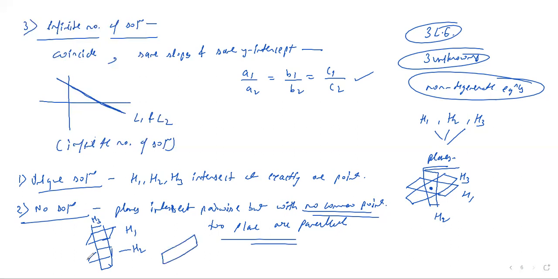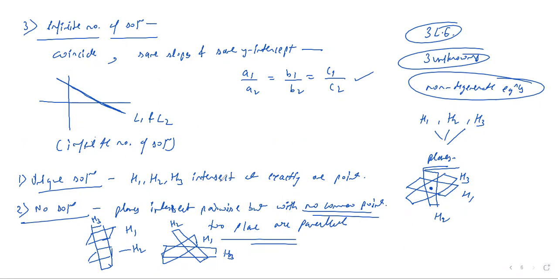And you can see it like this: this is h1 and this is h2. Now these two planes are intersecting each other, but the third plane, let's say, is going like this. These are not intersecting. So the third plane is here, and the two planes h1 and h2 are intersecting each other. So this is the case of unique solution and no solution in three linear equations with three unknowns.